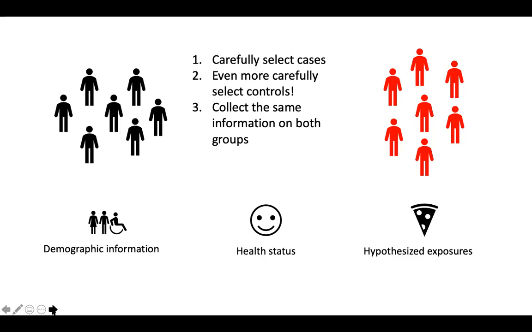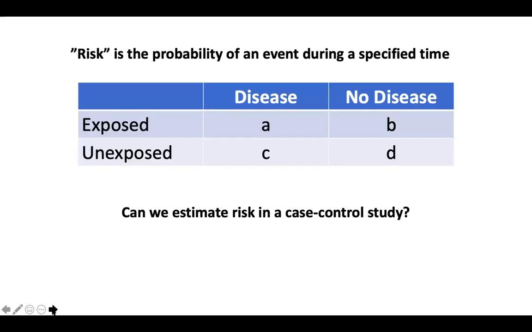And then we collect the same information on both groups. So we want their demographic information, we want some information about their health, and then of course, we want their hypothesized exposures. And with this information, we can then fill out our 2x2 table.